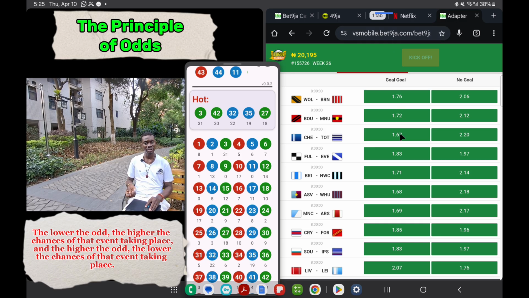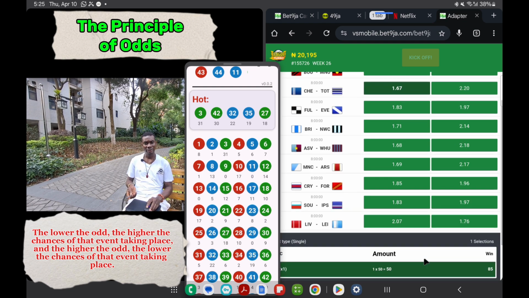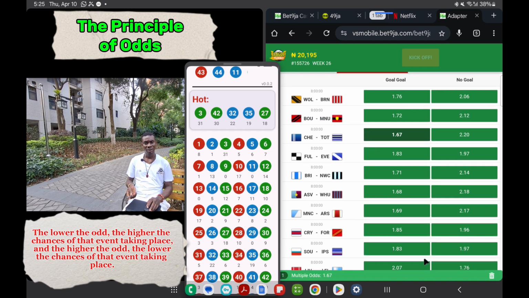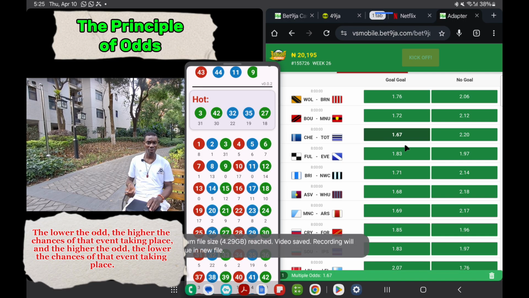The first is Tottenham Chelsea, which happens to have the minimum odd. Now, Chelsea can easily score a goal from home. Can Tottenham score from away? That's one thing.